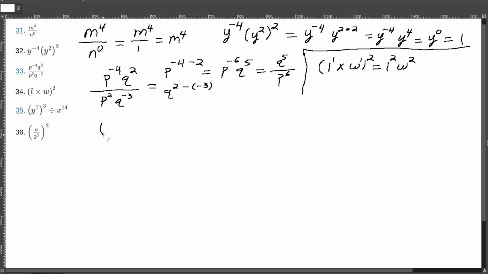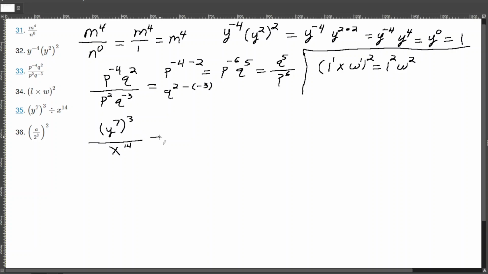So now off to 35. What it looks like we have is y to the 7th power, all that's raised to the 3rd. We have a division, so the better way to look at this is just x to the 14th over x to the 14th.